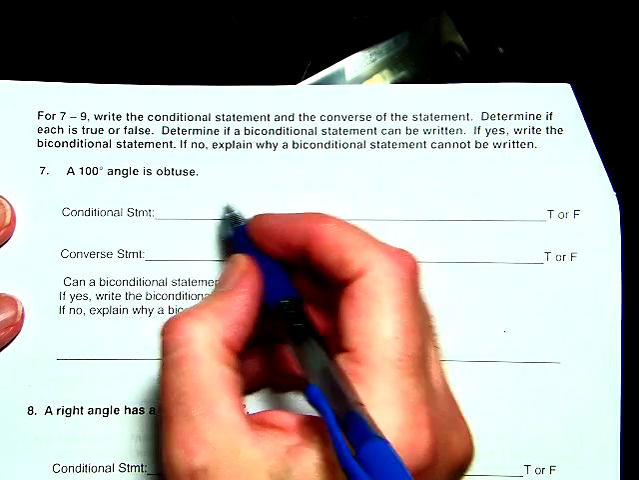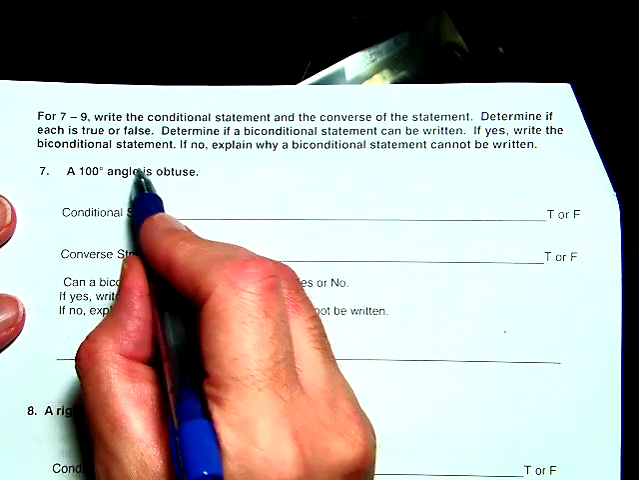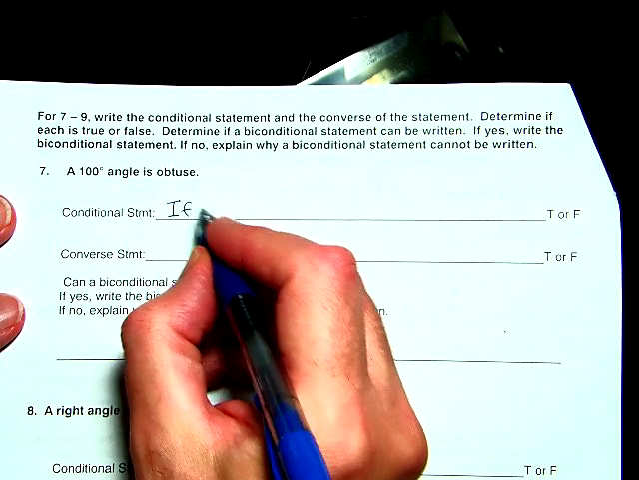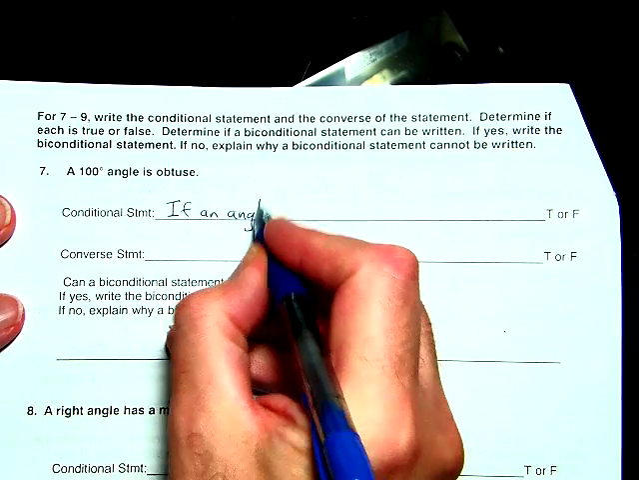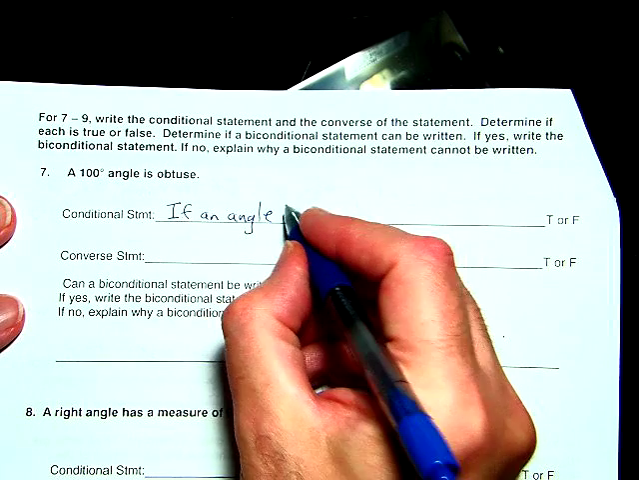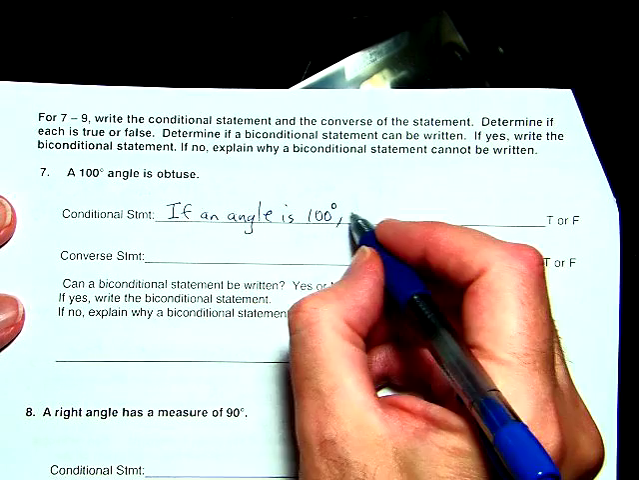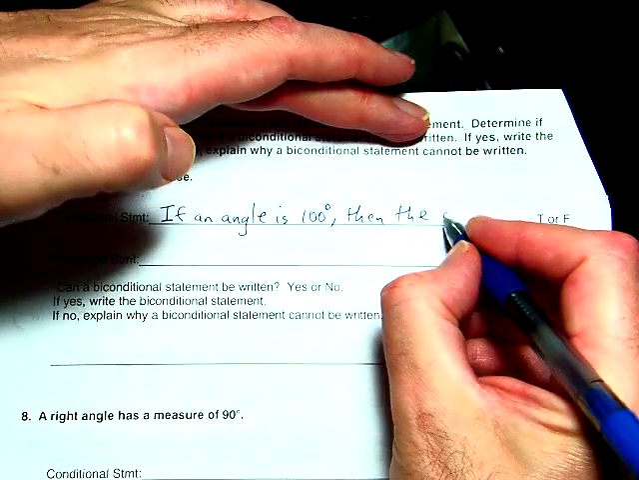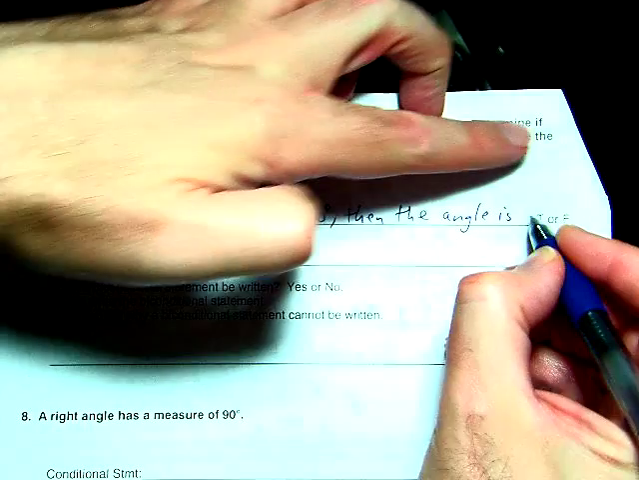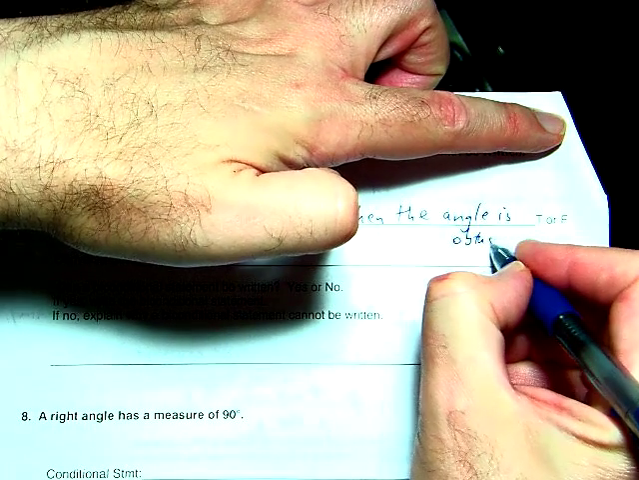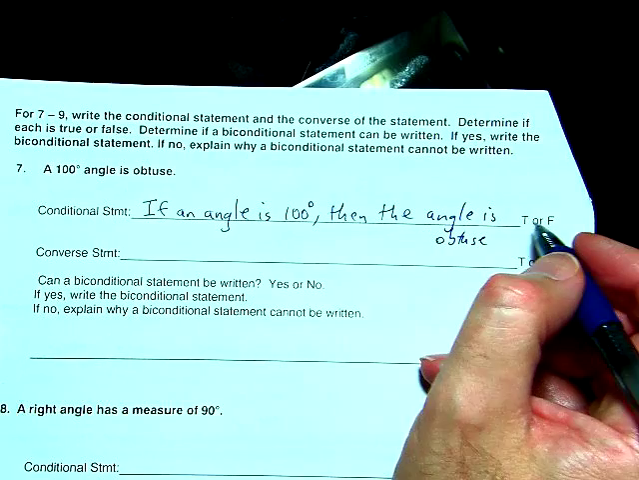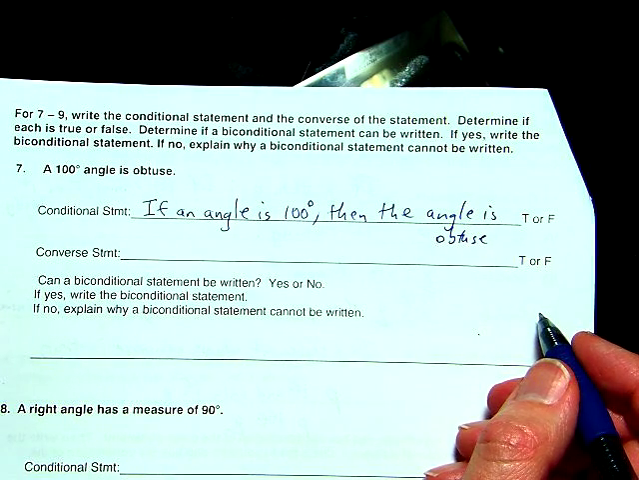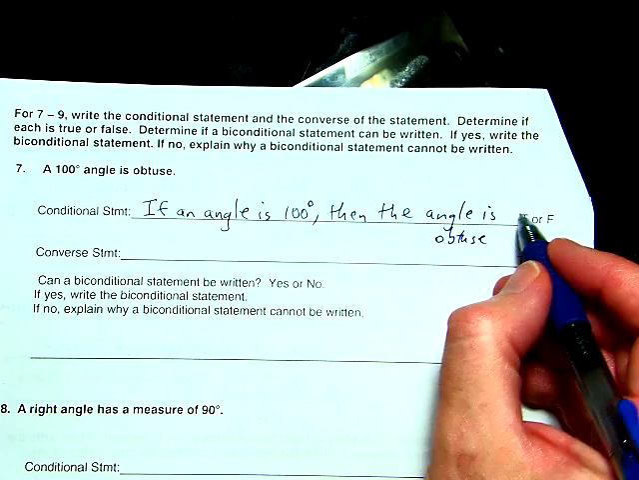Okay, so the conditional statement would be, again, our topic of the sentence is the 100-degree angle, that if an angle measures or is 100 degrees, then the angle is obtuse. Okay, that's our conditional statement. So is that true or false? If an angle is 100 degrees, then the angle is obtuse, so that's true.